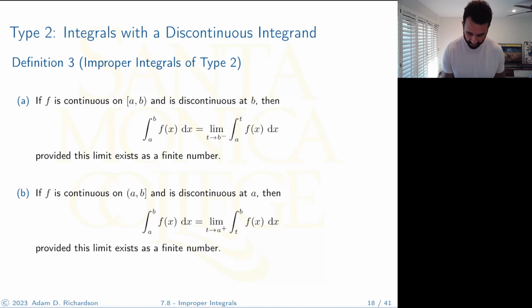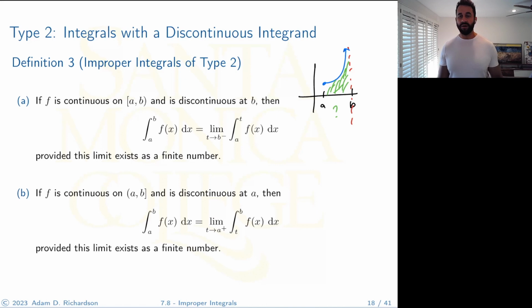Maybe if I can draw a quick sketch right here, pretend this is A, pretend this is B, and maybe our function has an asymptote right here. Maybe our function goes like this, right? The question is, what's the area underneath? What's the area underneath?